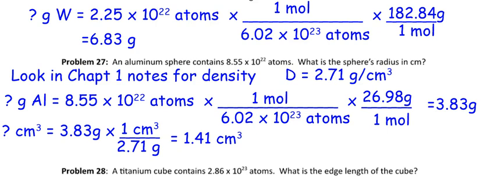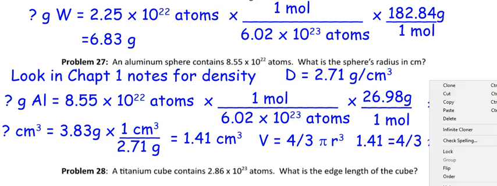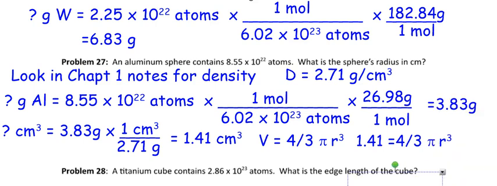And now we need to know our formula. Hopefully you remember this. Volume of a sphere is 4/3 pi r cubed. So I'm going to plug in our value, 1.41 is equal to 4/3 pi r cubed. I found that r cubed is equal to 0.337. So I took the cube root of that and I got this as my answer.